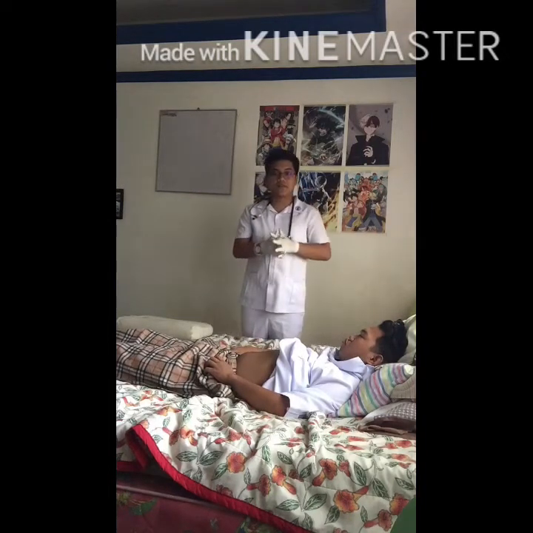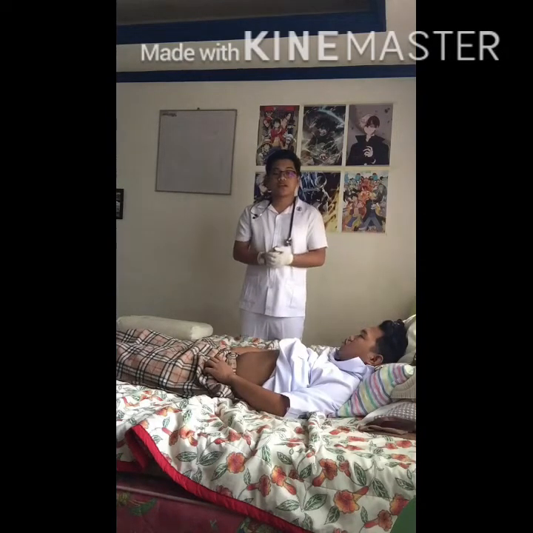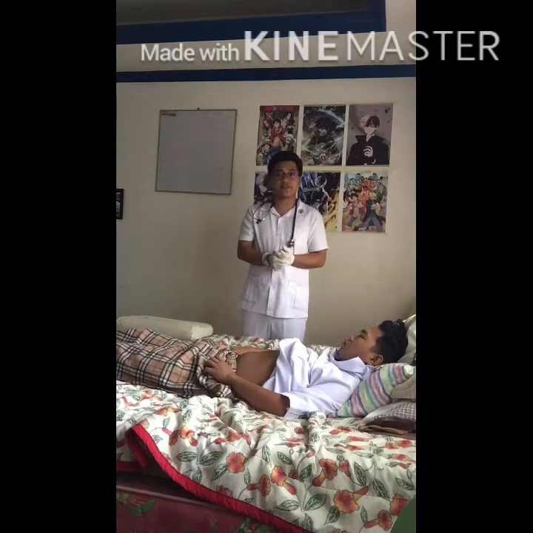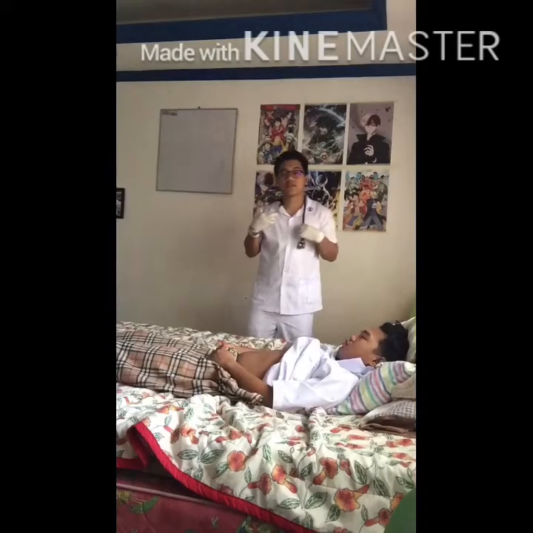So as I was palpating the symphysis pubis of the client, or the urinary bladder of the client, it is not palpable and there are no signs of any tenderness or any signs of urinary retention at all.